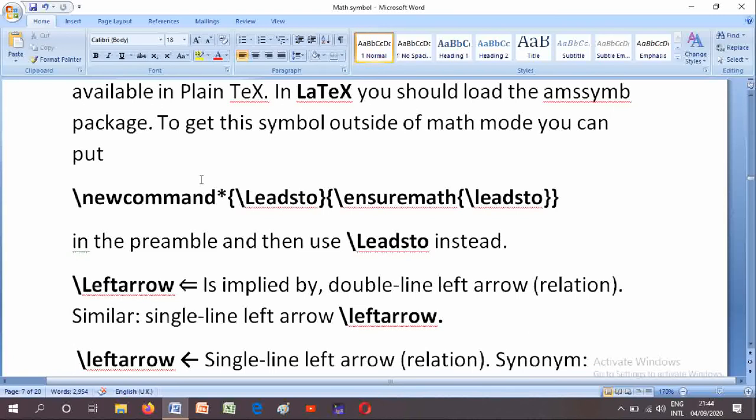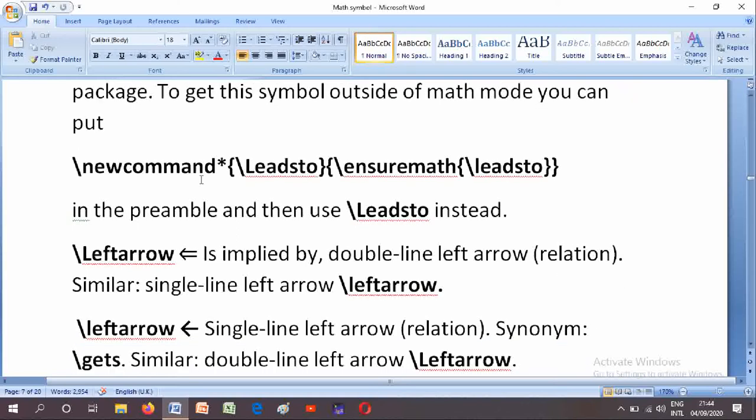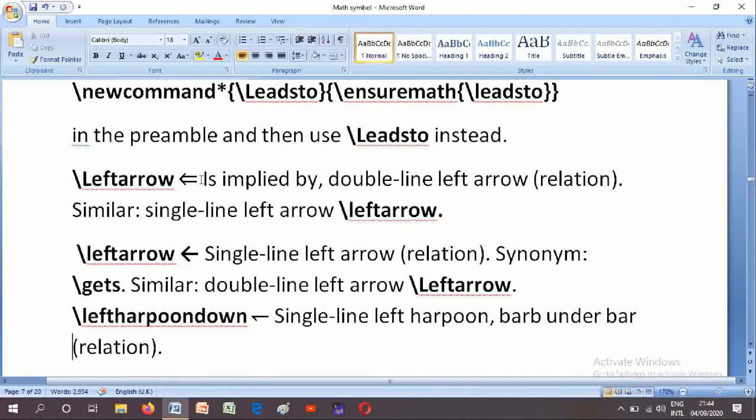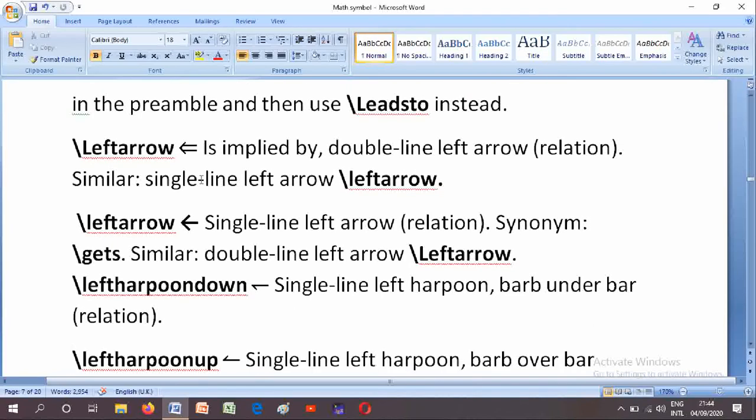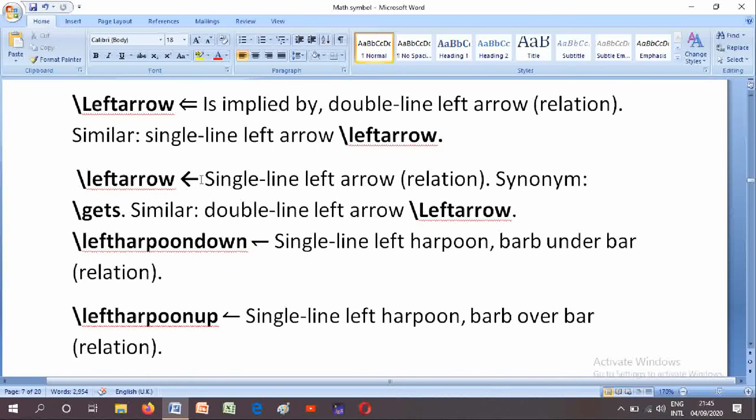\leftarrow is implied by \Leftarrow, relation, similarly single line left arrow is \leftarrow. Here above is capital L and below is small L. \leftarrow, similarly double line left arrow with capital L, \Leftarrow. Left harpoon down, single line left harpoon, \leftharpoondown, relation. Left harpoon up, above is down, here is up.